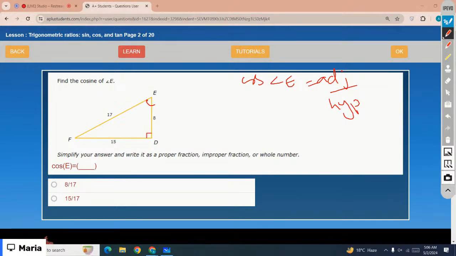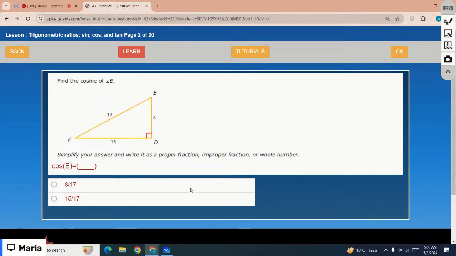The correct option is 8 over 17. The adjacent to angle E is 8, so that is 8 over 17. Option number 1 is the correct option.